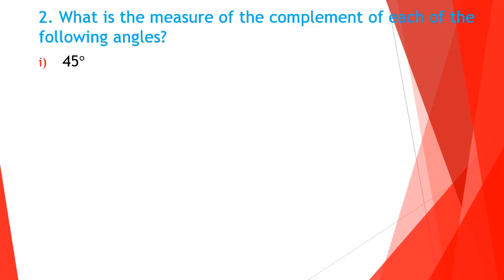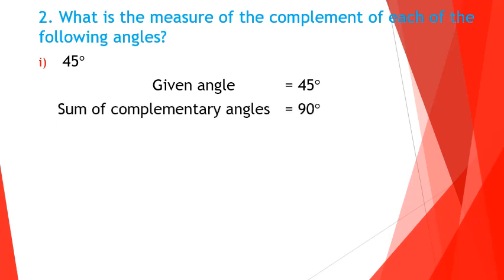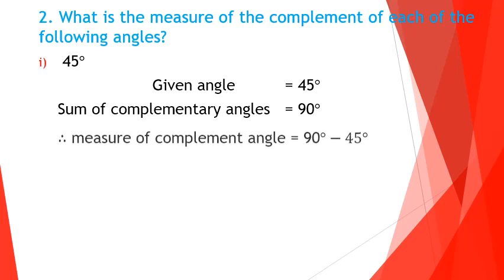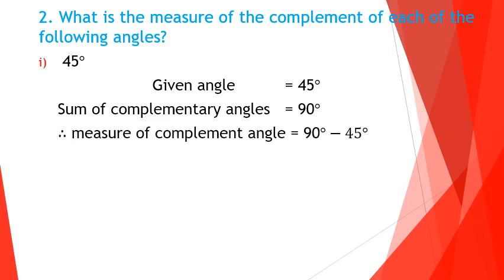In that, one angle we know is 45 degree. So what about the other angle? Sum is 90 degree. So the other angle is 90 minus 45. So we can write it this way. Given angle equal to 45 degree. Sum of complementary angles equal to 90 degree. Therefore, measure of the complement angle equal to 90 minus 45 equal to 45 degree.